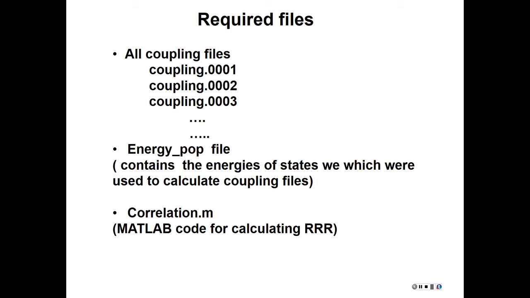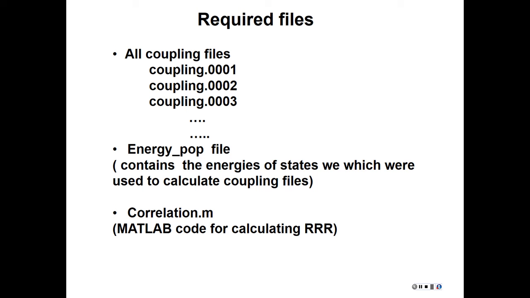Suppose I have 150 states, and I am interested in 30 states below the HOMO and 30 states above the HOMO, 30 states below the HOMO and 30 states above the LUMO. So this energy file should contain the energies of those states of interest.